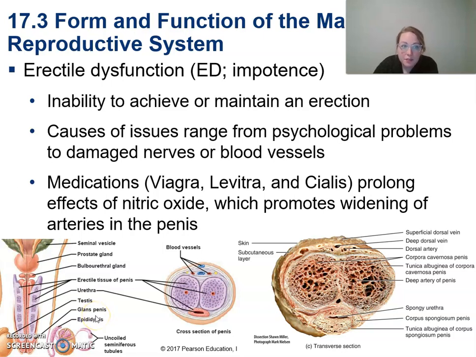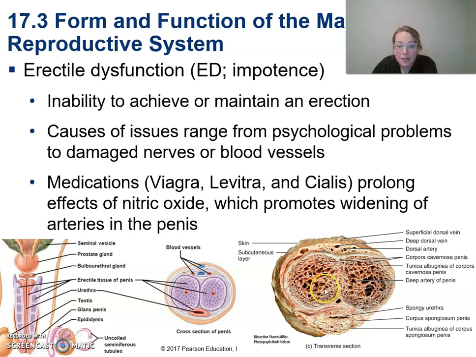So in the first lecture video, we went through the parts of the male reproductive system, and now we're getting into dysfunction, and then we'll look at how we make sperm, and then we'll go on to the female reproductive system. So a male's erection is caused when this spongy tissue fills with blood.